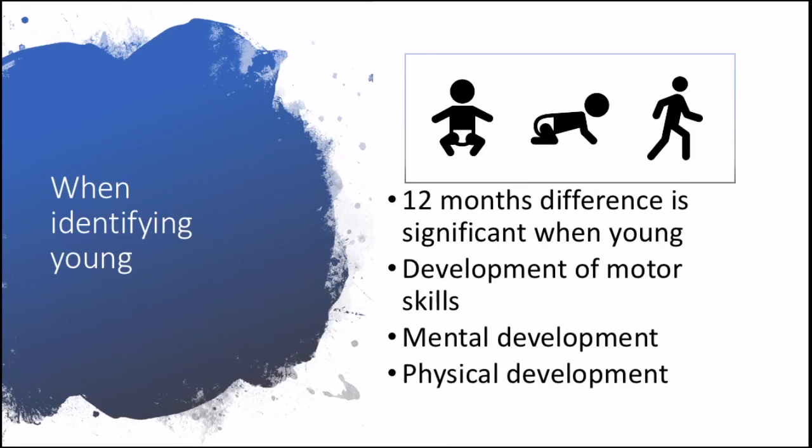When identifying young athletes, a 12-month difference is very significant when they are being monitored, as there's different development in the motor skills, as they will be able to either catch, run, throw or kick a ball a lot better with a 12-month difference when young. As with many children, there's also a 12-month difference in whether or not they can crawl and whether they can walk, which is a very large difference for the children. Their mental development and physical development will also change, as their cognitive skills and the way they think will be very different to 12 months prior.